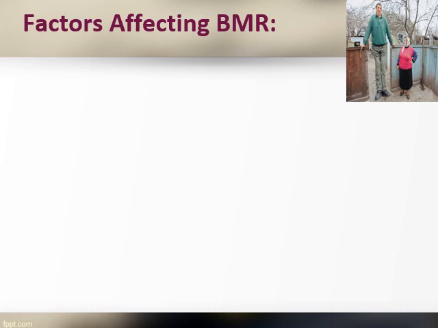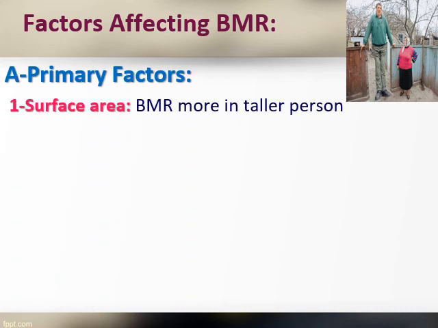Factors affecting basal metabolic rate. There are two types of factors affecting basal metabolic rate: the primary factors and secondary factors. The primary factors include first, surface area, since the basal metabolic rate is higher in a taller person due to high surface area.